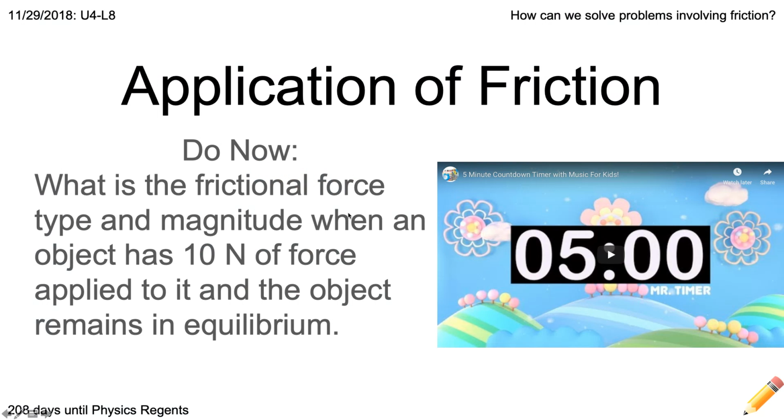All right, so let's get started with the do now. What is the frictional force type and magnitude when an object has 10 newtons of force applied to it and the object remains in equilibrium? You've got 5 minutes.